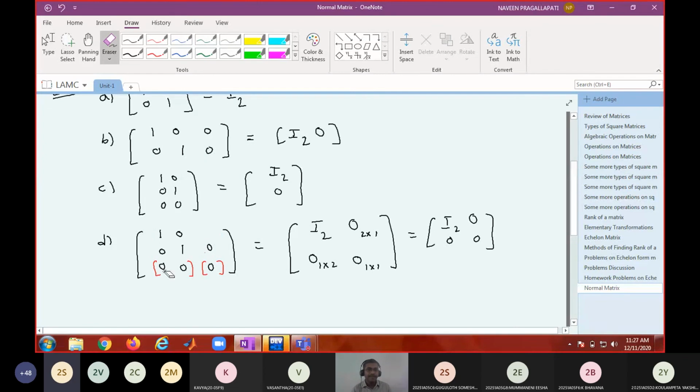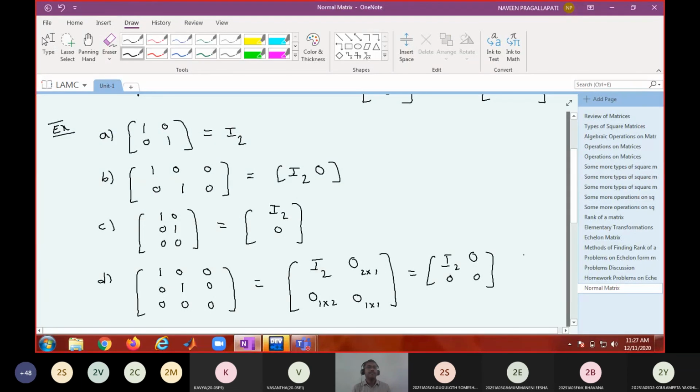Do you agree? Now, are they echelon matrices also? Yes, sir. This is an echelon matrix. This is an echelon matrix. This is also an echelon matrix. So from this, what is your understanding? Every normal matrix is actually an echelon matrix.